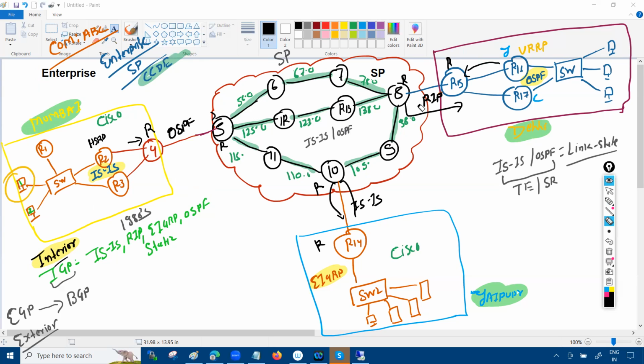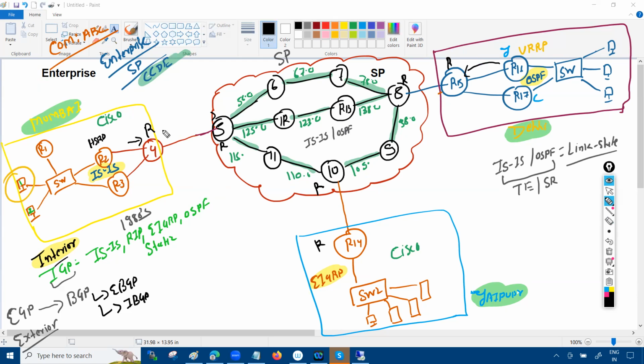What does BGP allow you, first of all? BGP says that exterior means between companies. So BGP itself has two protocols: one is called EBGP and another is called IBGP. Guys, please pay attention here, because here most of your confusion will be cleared. Once you understand this, you will have a clear picture of which protocol I should run and which protocol I should not run.